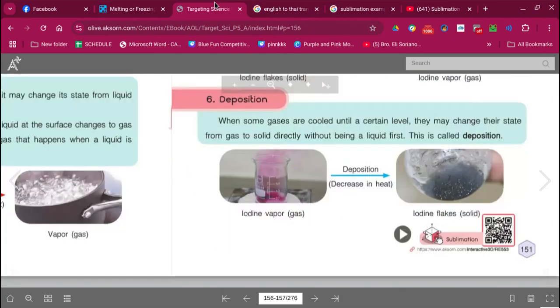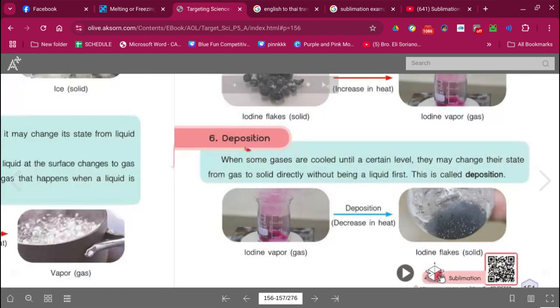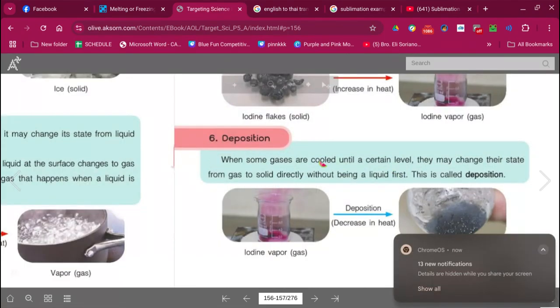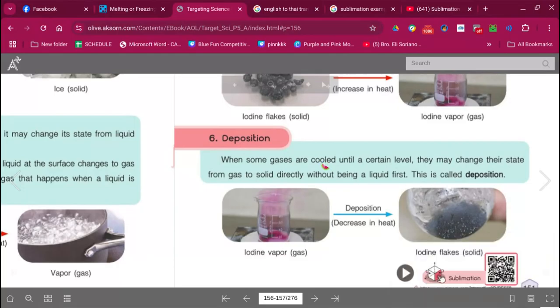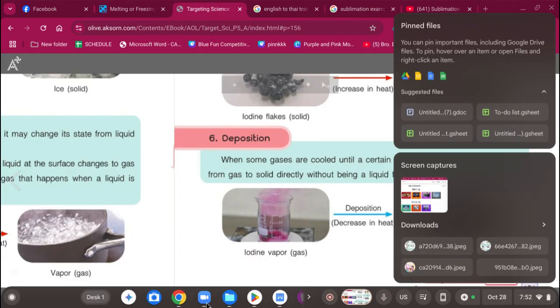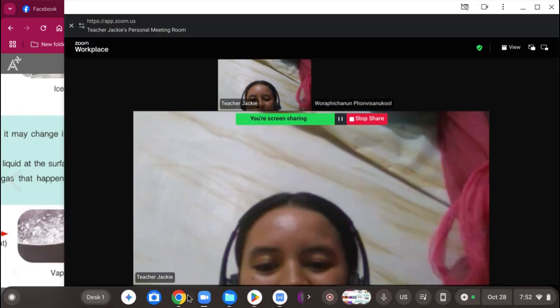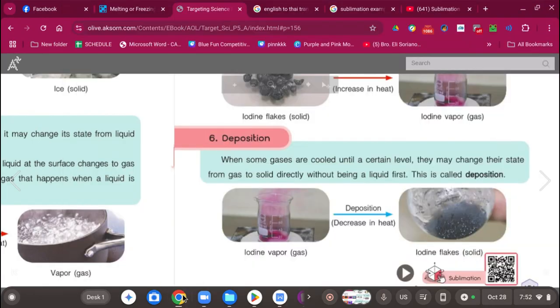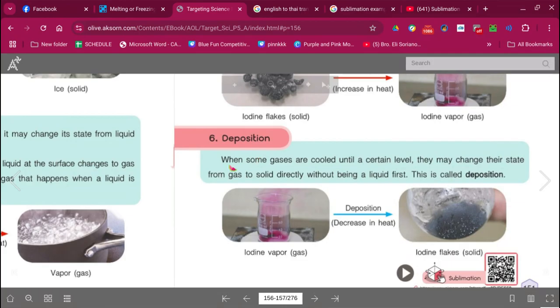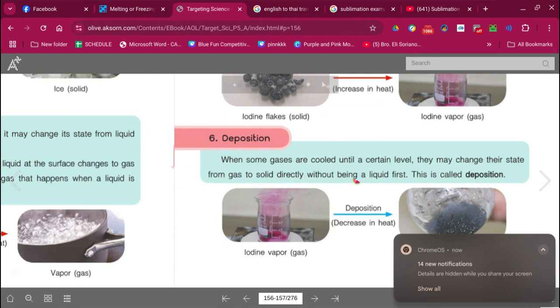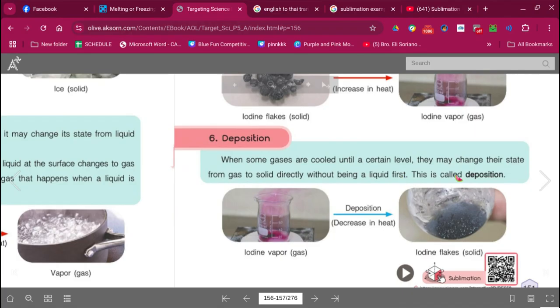So this last one, what is this? Can you read it? Deposition. Yeah, deposition. When some gases are cooled until a certain level, they may change their state from gas to solid directly without being a liquid first. This is called deposition. So the last one is deposition.